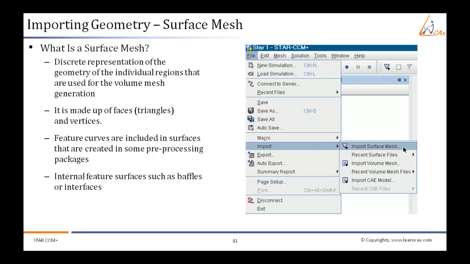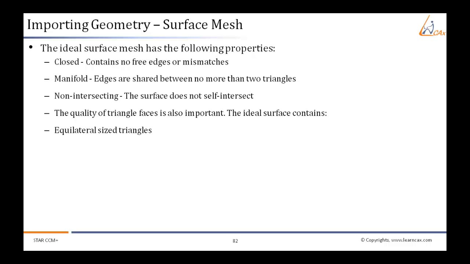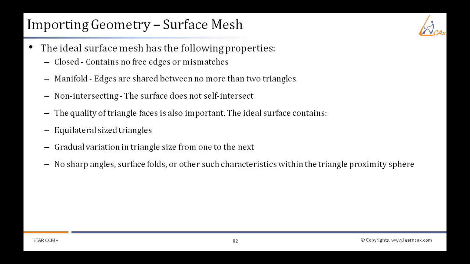There are some preferred conditions for the surface mesh of a CAD model. The surface mesh must be closed and it should not contain free edges or any mismatches. An edge of a surface mesh should not be shared by more than 2 triangles. The surface should not have any self-intersection. The better the quality of the triangles in the surface mesh, the better the surface mesh. Ideally, equilateral triangles should be there. There should be gradual change in the size of triangles. There should be less sharp angles and surface folds.